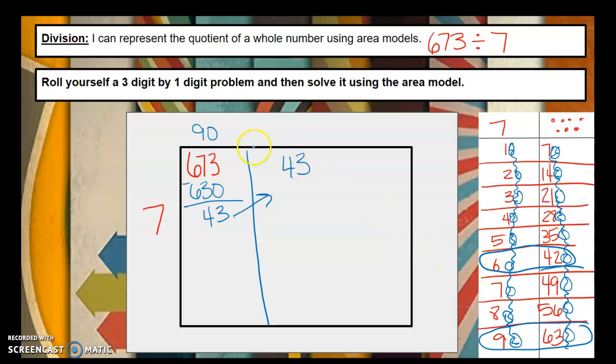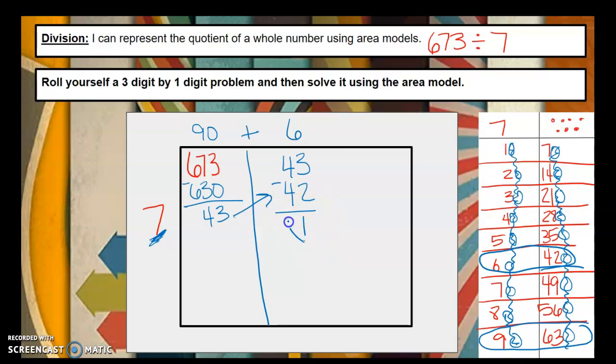So 6 more groups. So I'm going to say plus 6 more groups of 7. And 6 times 7, that's this number, 42. And I'm going to subtract 42. I have 1 left. I'm below, right here, my divisor. When you subtract, as soon as you get below it, you're finished.